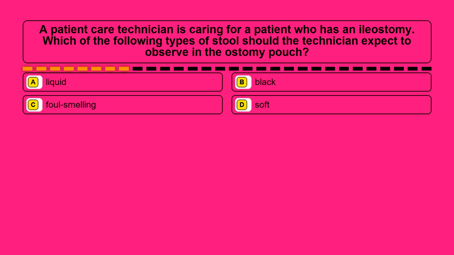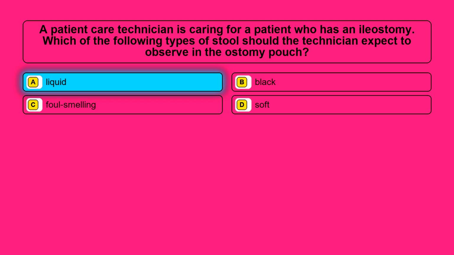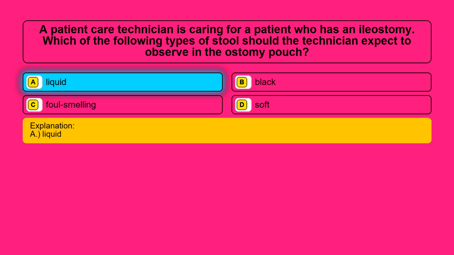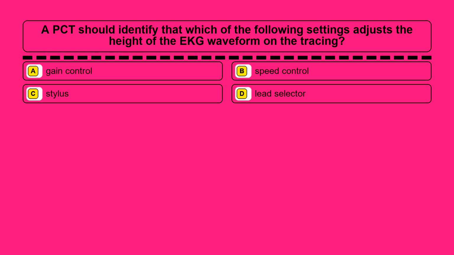Option A, liquid. Option B, black. Option C, foul-smelling. Option D, soft. The correct answer is option A, liquid. Question 75. A PCT should identify that which of the following settings adjusts the height of the EKG waveform on the tracing? Option A, gain control. Option B, speed control. Option C, stylus. Option D, lead selector.